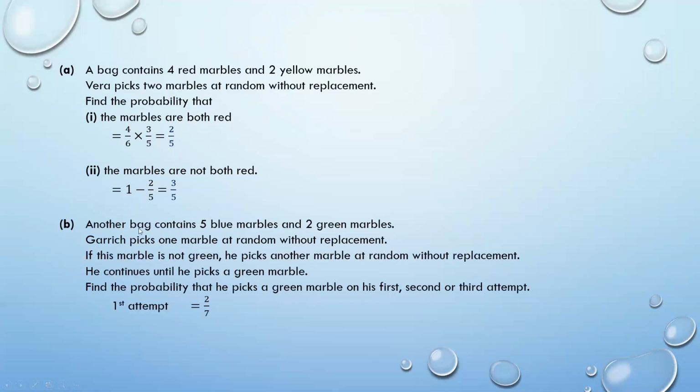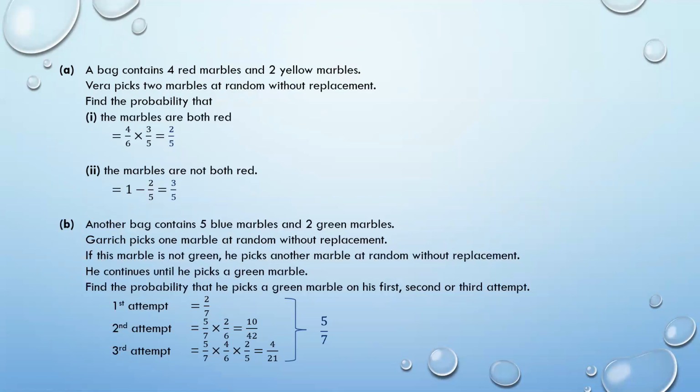Okay, another one. 5 blue, 2 green. A gardener picks 1 at a time without replacement again. If it is not green, he keeps it and doesn't put it back. He keeps picking until he gets a green one. So the question is asking, find the probability that he picks a green marble on the first, the second, or the third attempt. So you need to consider 3 outcomes.